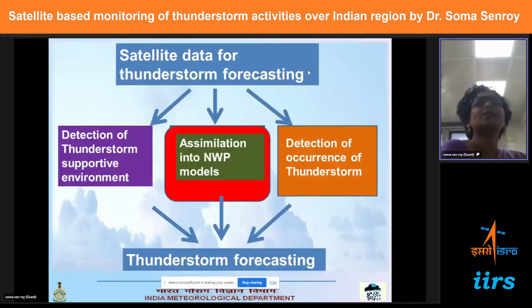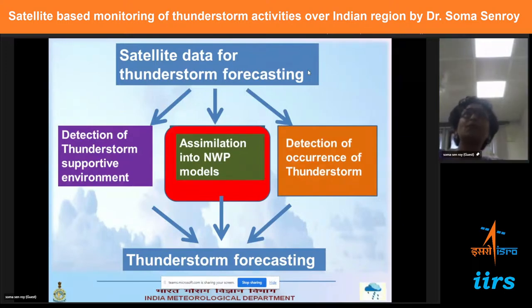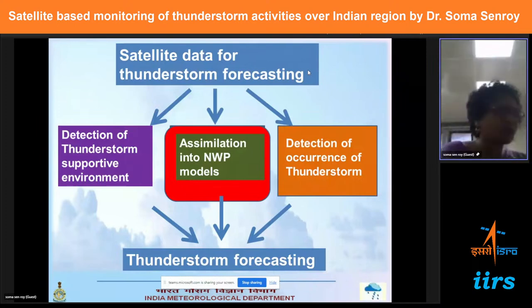If we now look into assimilation into NWP models, which is the second most important aspect of use of satellite data, I'm discussing this aspect not because we are directly using it in thunderstorm forecasting, but we are using numerical models. So these numerical models are all customized, or the best first guess conditions are all derived on the basis of data assimilation.